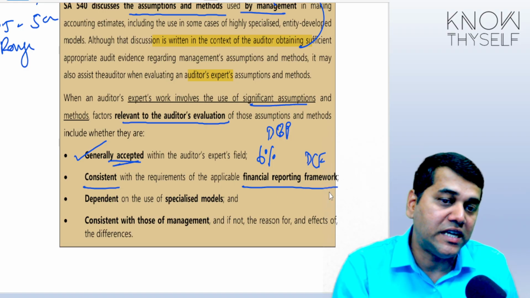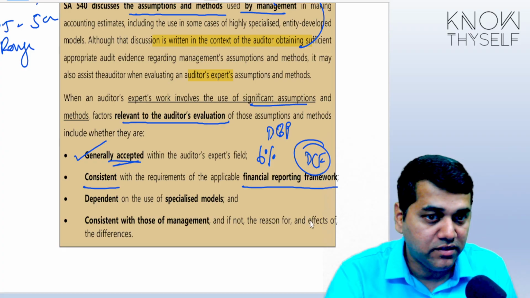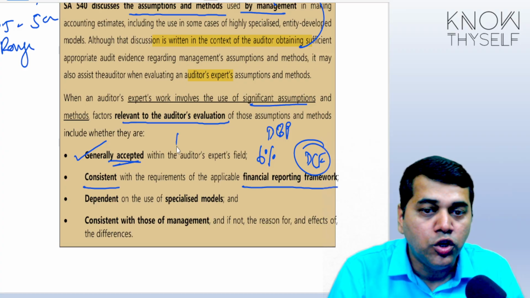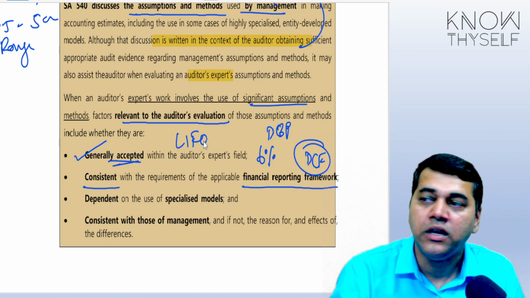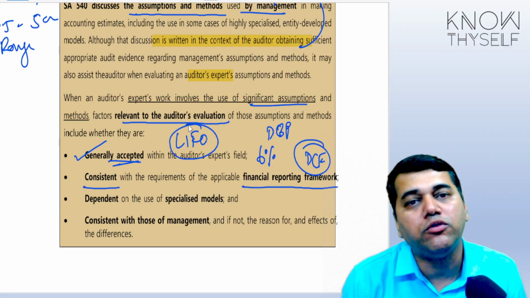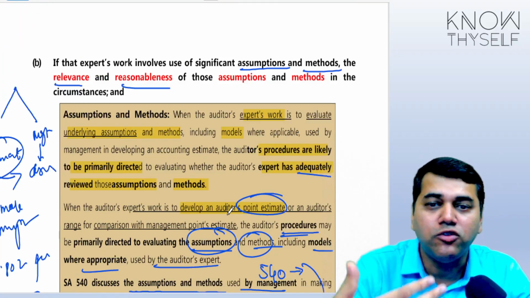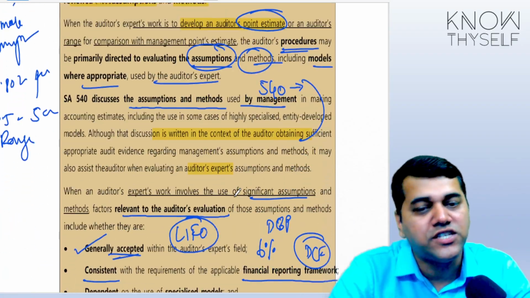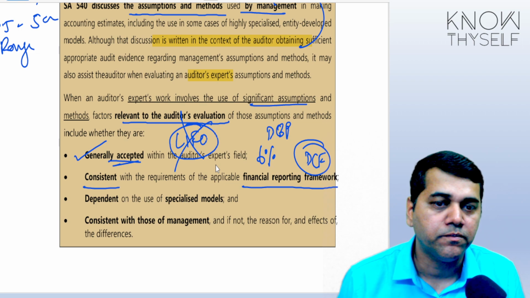Now, is your financial reporting framework okay with this discounted cash flow method? Is that method fine? For example, suppose the financial reporting framework says don't use LIFO for inventory valuation, but the specialist who has been appointed has used a LIFO method to calculate inventory valuation. You see, student, his method is not relevant. Why? Because his method is totally against what our financial reporting framework is telling. That means you cannot use his work anymore.